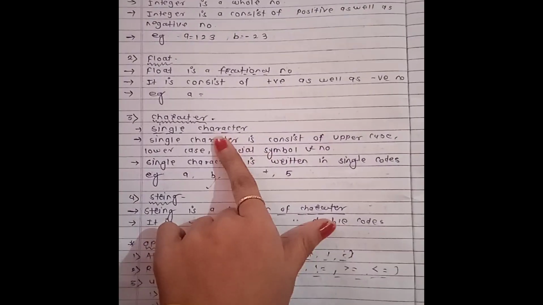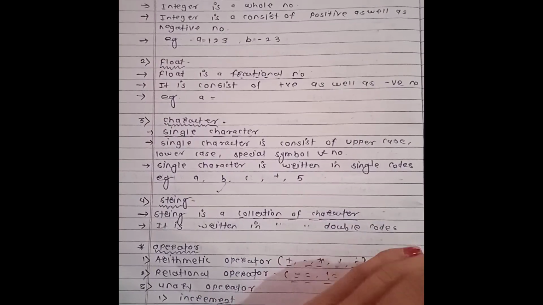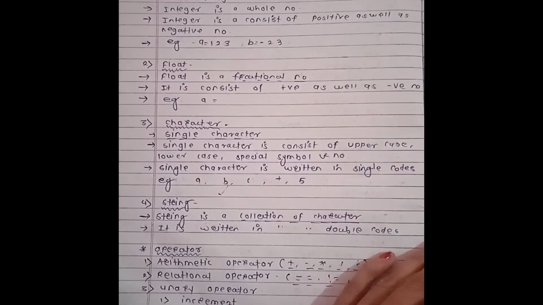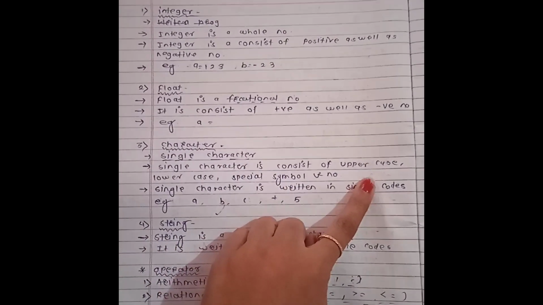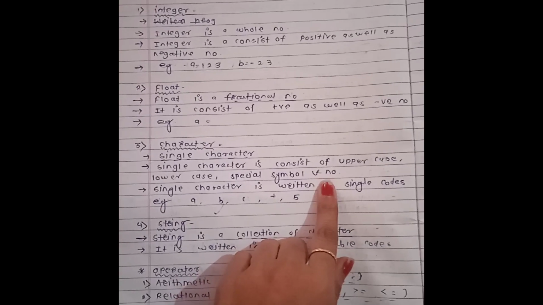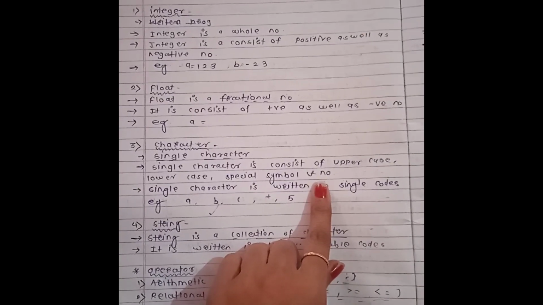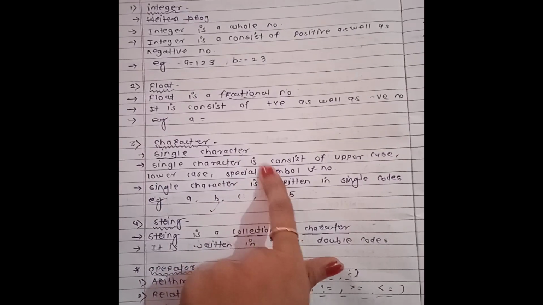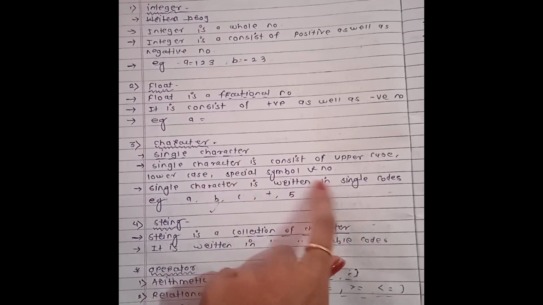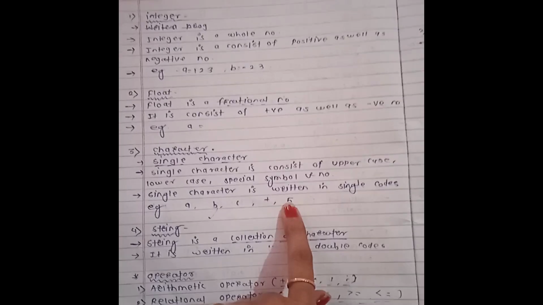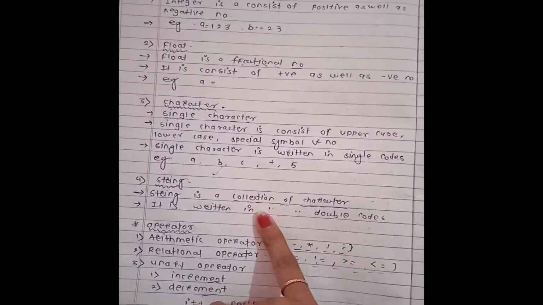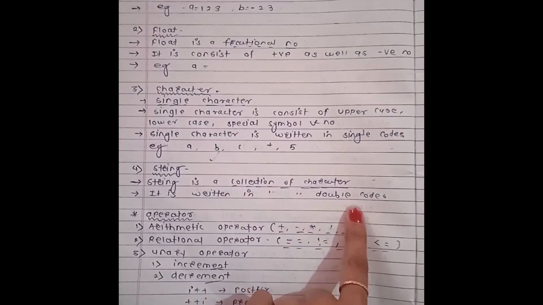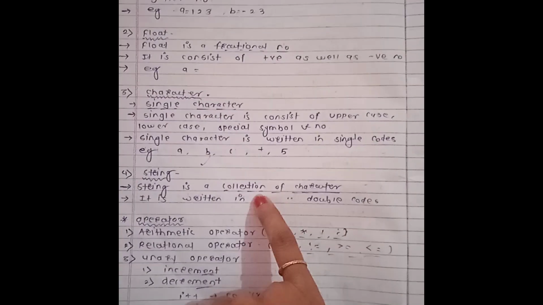Then the character has two types: a single character and multiple characters. A collection of characters is nothing but a string. A single character consists of uppercase, lowercase, special symbol and number. Whole things are included in the single character: uppercase, lowercase, and symbol, for example a, b, c, plus, and 5. A string is a collection of characters. It is written in double quotes. String is always written in double quotes.